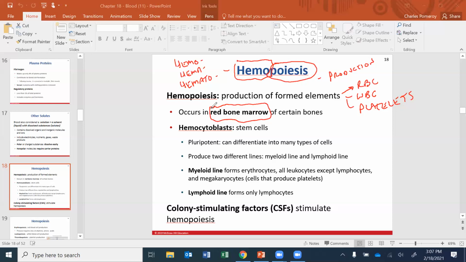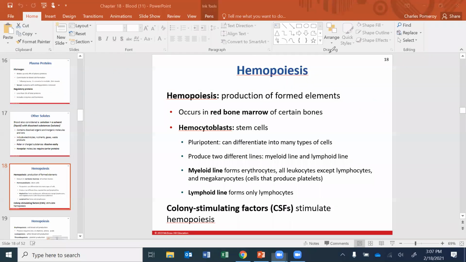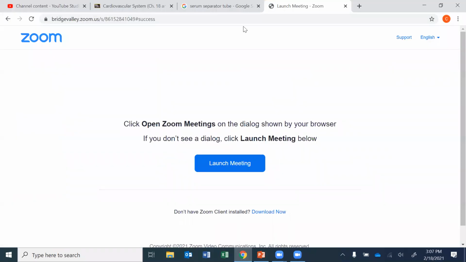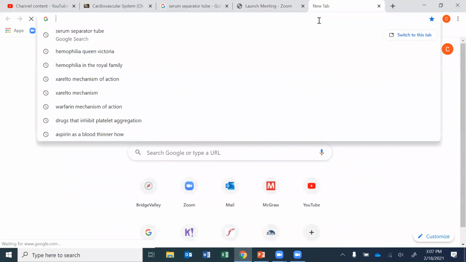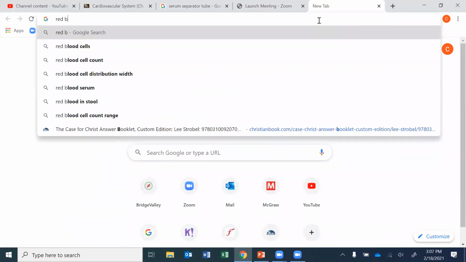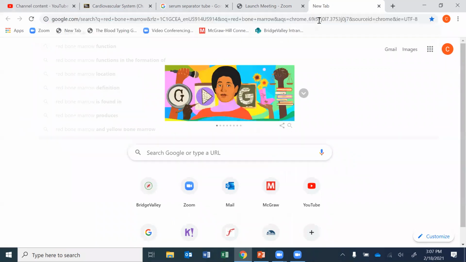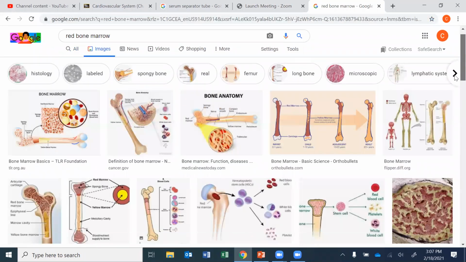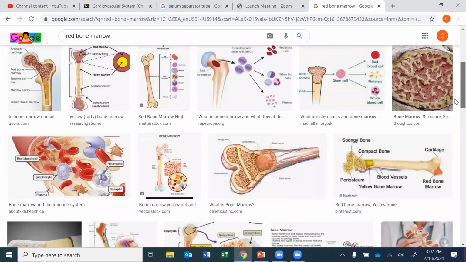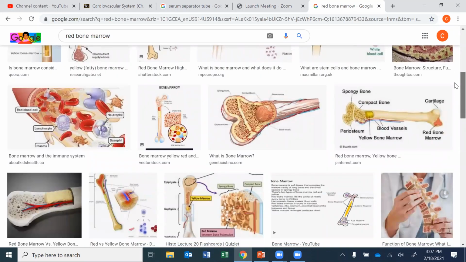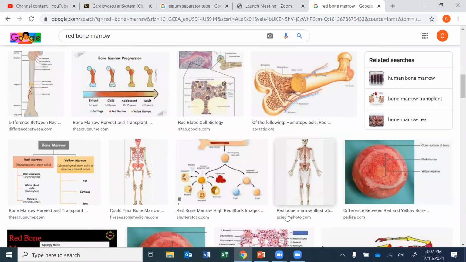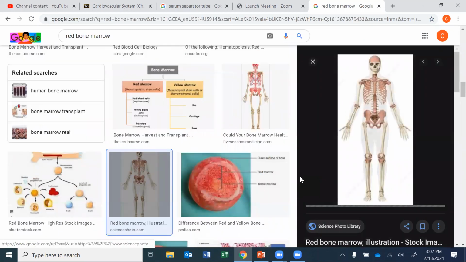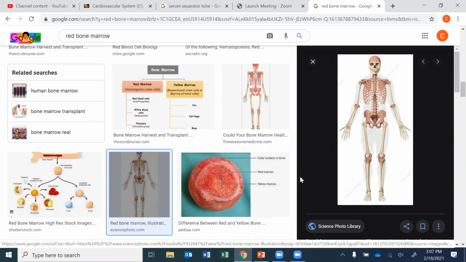You have them on the proximal end of your humerus in your arm and your femur down in your thigh. And so if you search for red bone marrow, you can see some of the places in your body where you make your blood. You got images, and there's a nice little picture of red bone marrow. Here you go. So there's a little picture there where you can see where your blood making stations are.